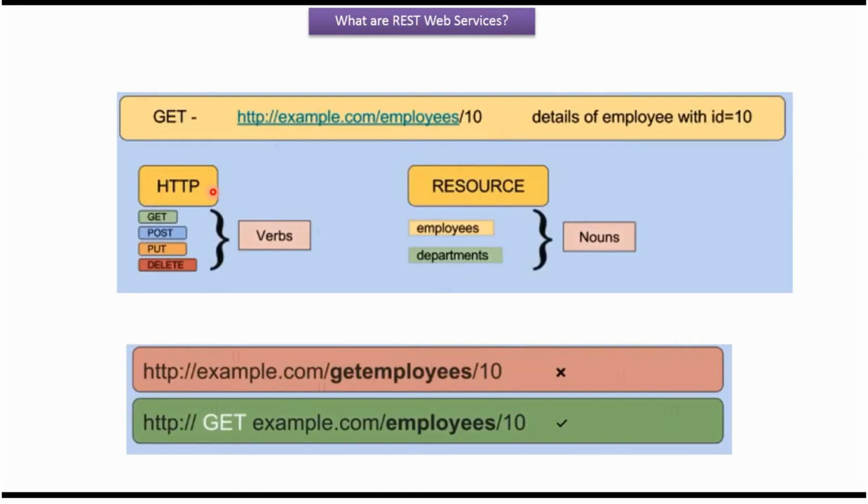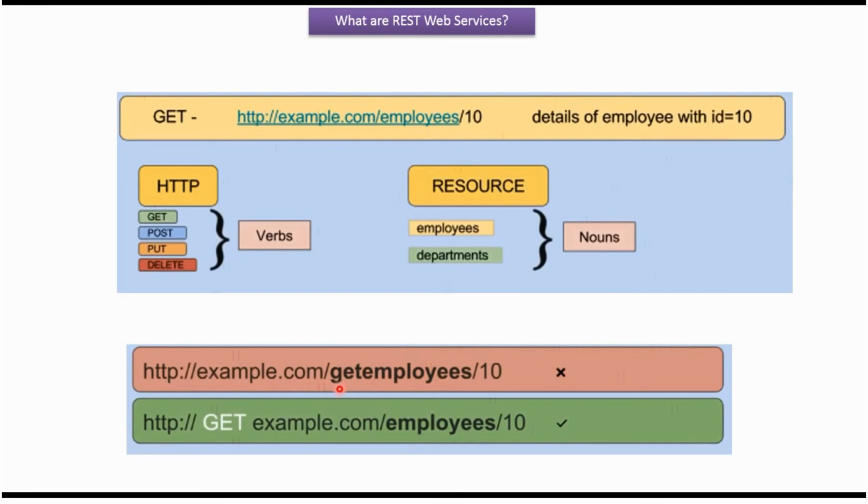If you notice, in RESTful web service, HTTP methods or HTTP actions are verbs like get, post, put, delete. And resource names should be nouns, like a proper resource name. Here you can see get is the HTTP action, and here you can see the URI, and in the URI the resource name is there, which is a noun.